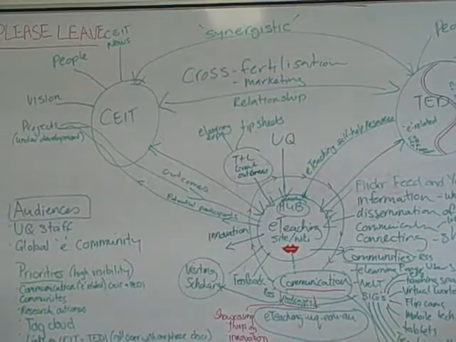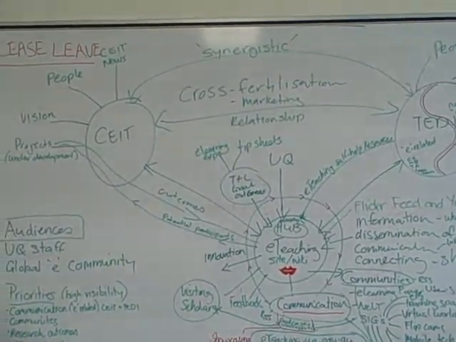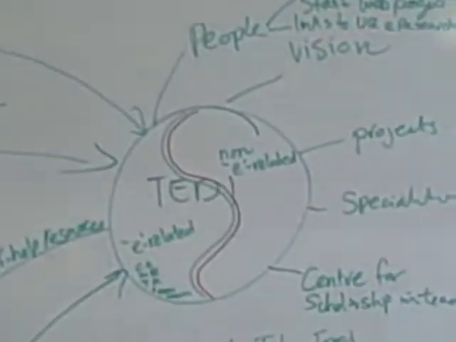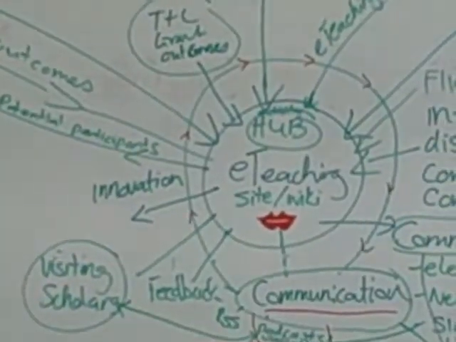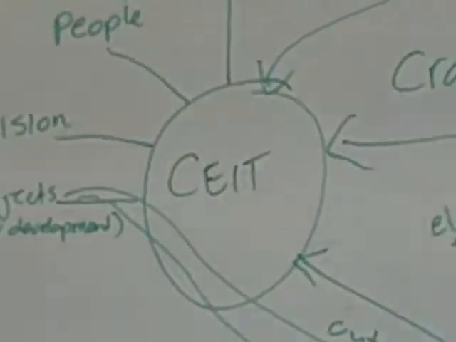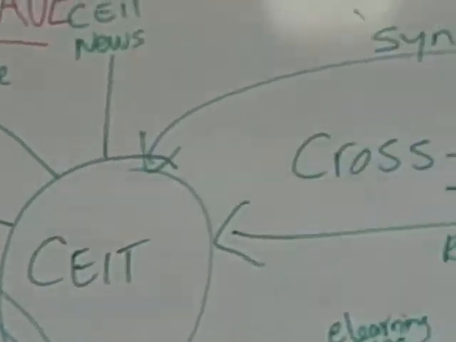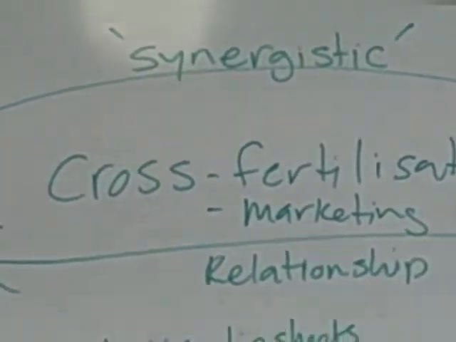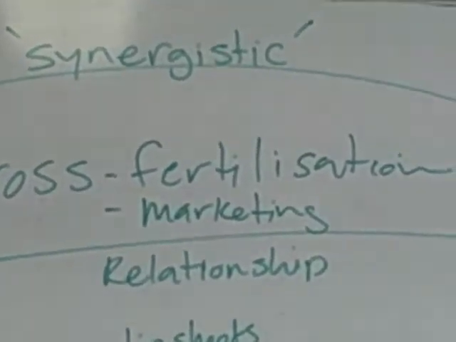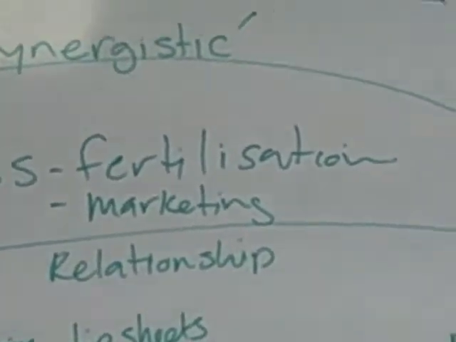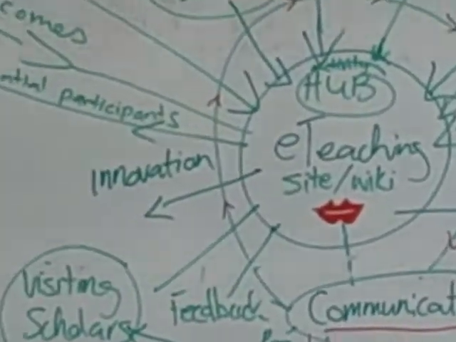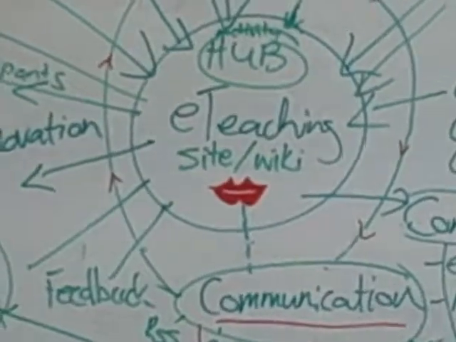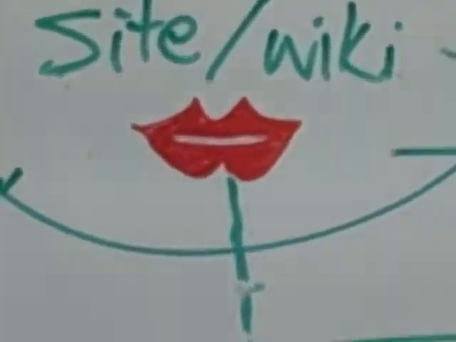So let's talk about the concept, and we'll start with the overarching thing, which is about the relationship between CEIT and TEDI and this website. We see CEIT and TEDI as having a very synergistic relationship, and it's about the cross-fertilisation and cross-marketing for TEDI and CEIT. And as you can see by the middle of this site, we're looking at this site really as being a bit of a mouthpiece. See the mouth, look at that, isn't that beautiful?